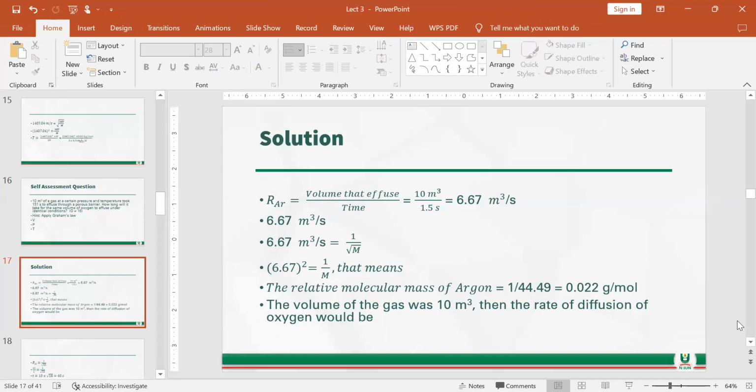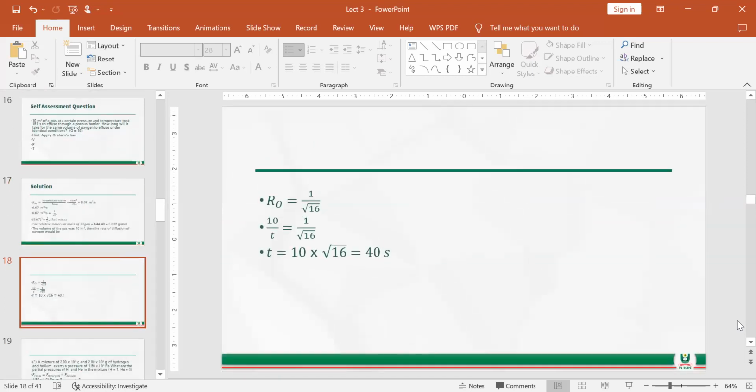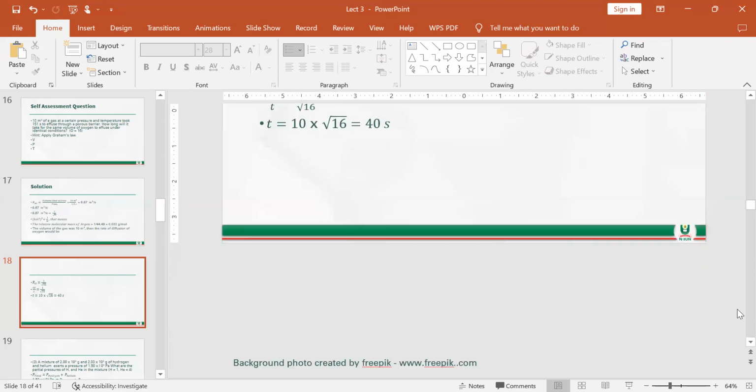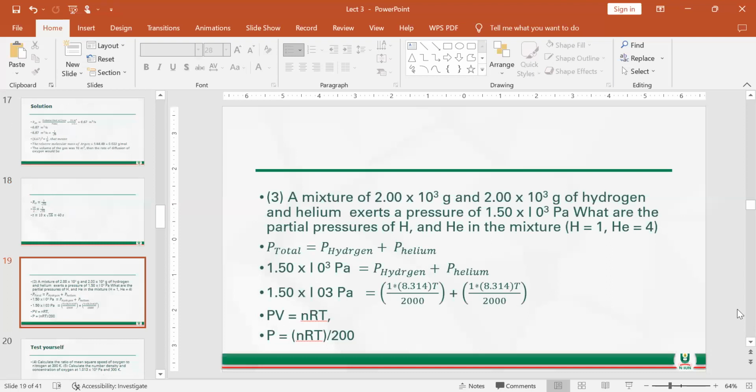So then the rate of diffusion of oxygen will be what? The rate will be inversely proportional to the molar mass. So you can see that the molar mass of oxygen is 16. So that is proportional to the square root of the molar mass. So that means the rate, which is the volume, 10, divided by time, will be equal to this. And that means the time will be this. So that is how you can manipulate this type of problem. We can still move further to see how we can progress.